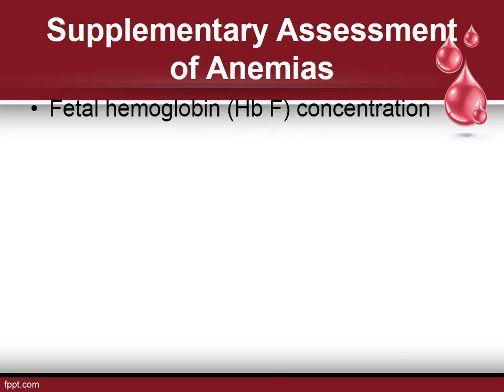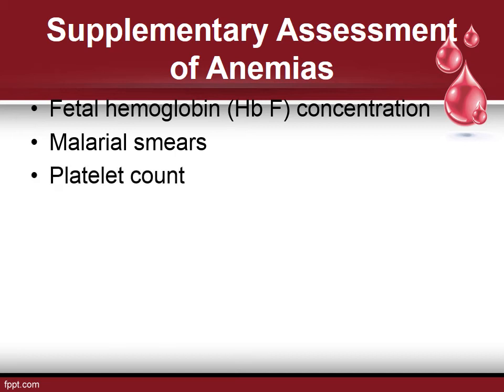This will be the fetal hemoglobin concentration or the hemoglobin F. Next is malarial smear. You need to identify what type of malaria is invading the patient. Even though you had identified that the patient is having malaria, you need to speciate it, whether it is Plasmodium falciparum, Plasmodium vivax, Plasmodium ovale, or Plasmodium malariae. But there is also Plasmodium knowlesi found in Palawan, but it is not that significant.